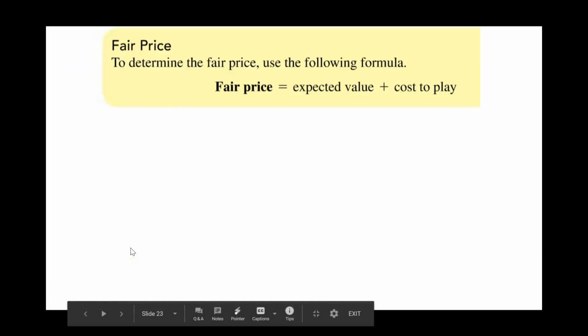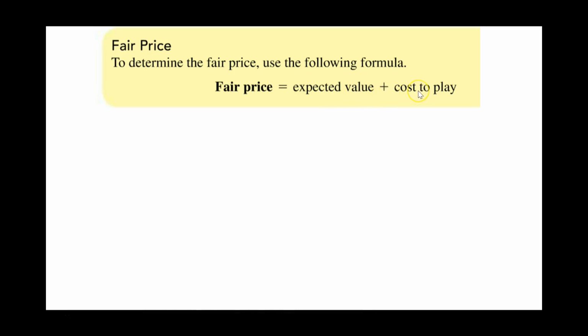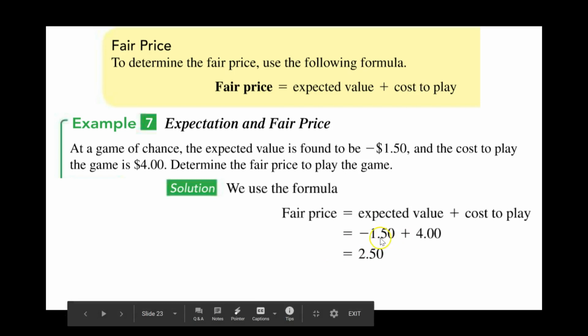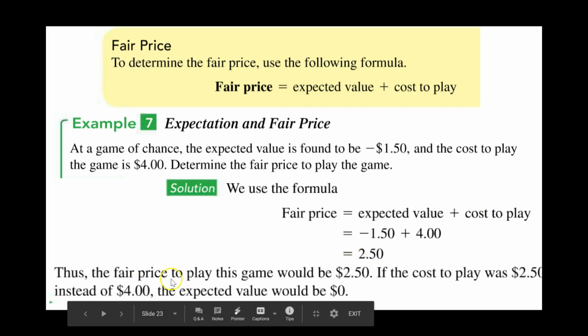So this time, they actually worked the problem out and got you the expected value, but we need to add it to the cost of play for the fair price. So for here, nothing to it. The expected value, which is negative $1.50, plus the cost of play, we have $2.50. So the fair price to play this game is $2.50. So what do you think that means?